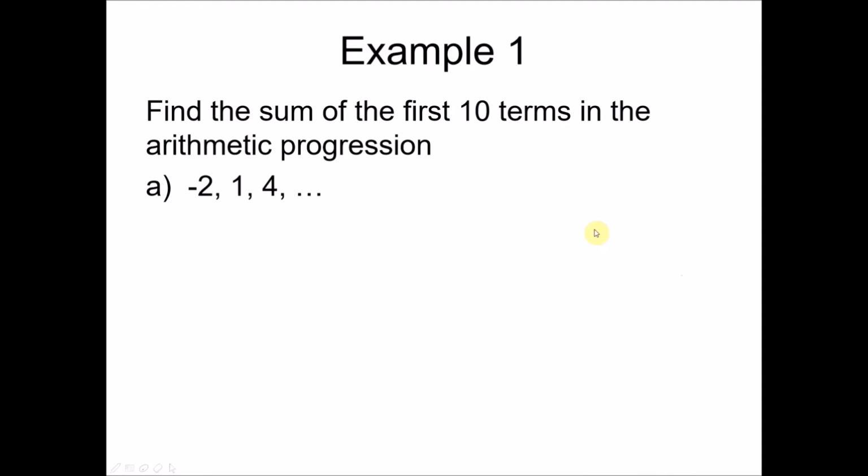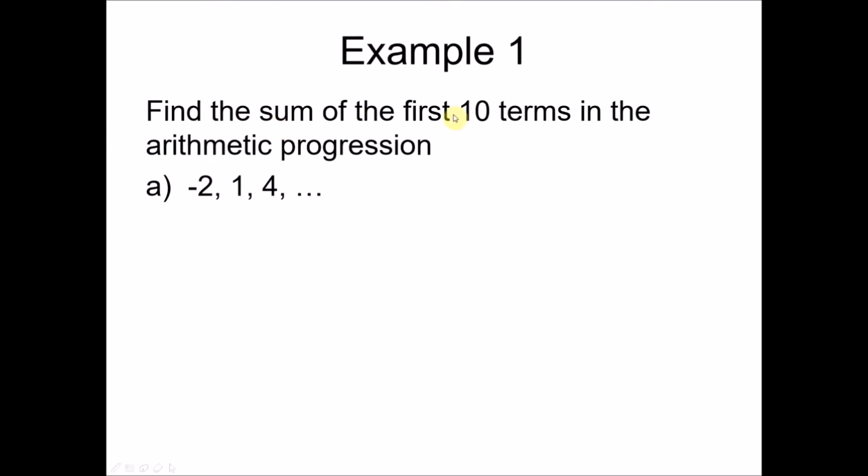We have the first example here. It says, find the sum of the first 10 terms in the arithmetic progression. You are given this arithmetic progression: negative 2, 1, 4, and it continues. Sum here means we want to find the total of the first 10 terms, meaning we take the first term, negative 2, plus the second term, 1, plus the third term, 4, plus the fourth term, the fifth term, the sixth term, until the 10th term. We want to add all these terms together, which is the value that we are looking for.